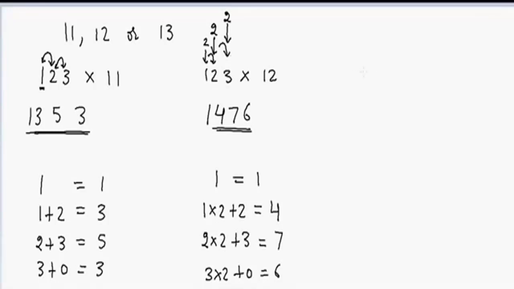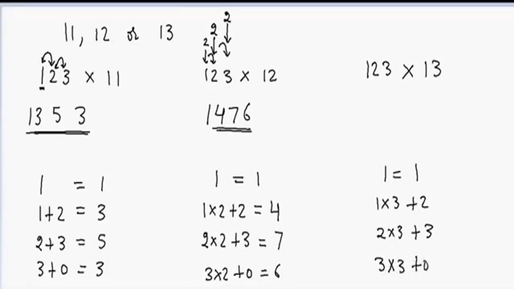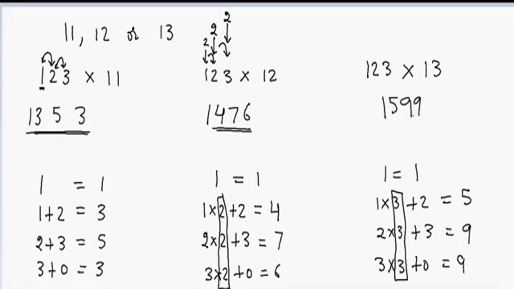So let's go to another example and multiply by 13. If I have 1, 2, 3 and I want to multiply by 13, I'll do it the same way. The first digit will be equal to the first digit, the second will be 1 into 3 plus 2, the third will be 2 into 3 plus 3, and then we have 3 into 3 plus 0. If you look here, I multiplied all the numbers by 3. Here I multiplied all the numbers by 2, and here I did not do any multiplication because it was 1. So if I add these numbers, it will be 5, 9, and 9. So the answer will be 1, 5, 9, 9. So that's how I'll multiply any number by 11, 12, or 13.